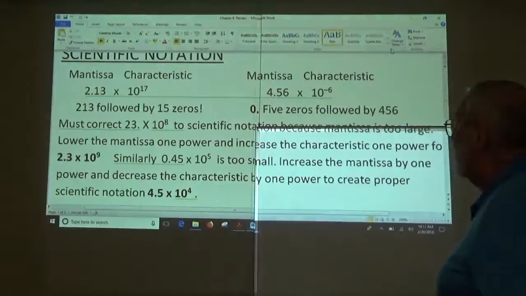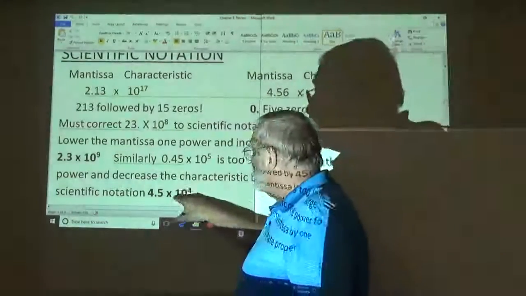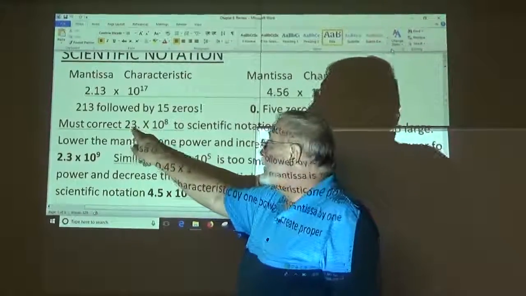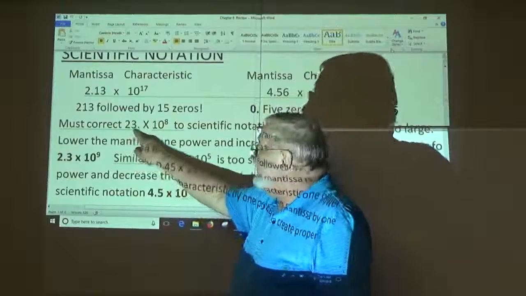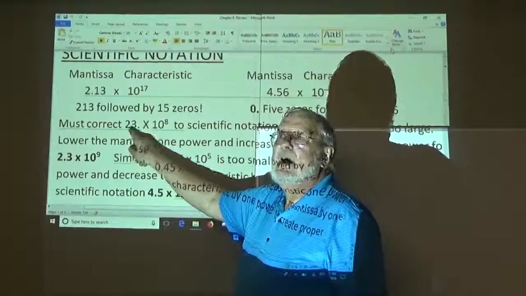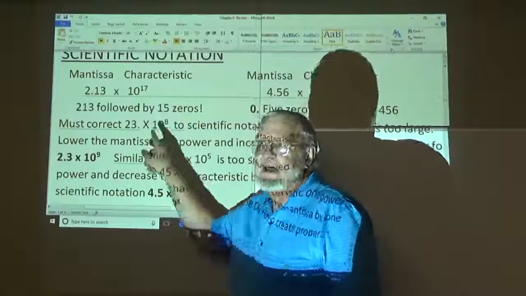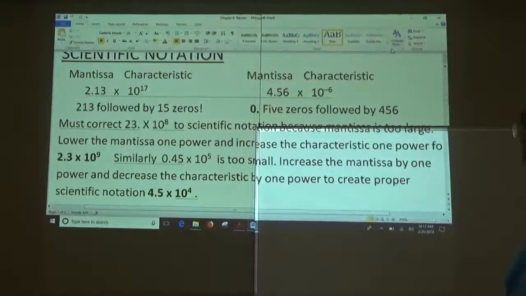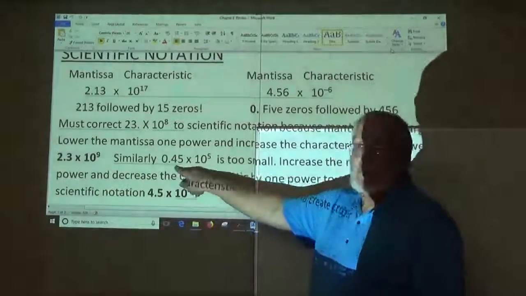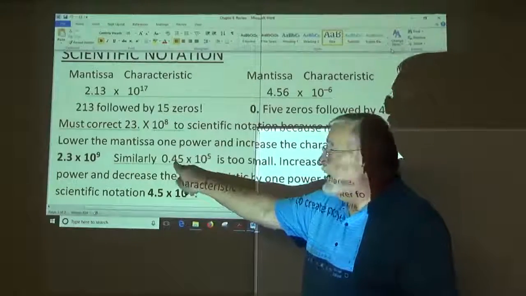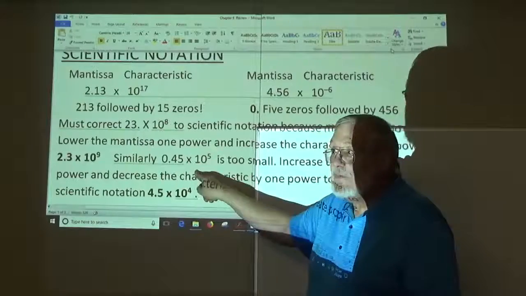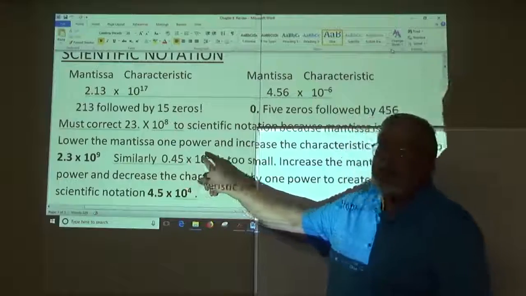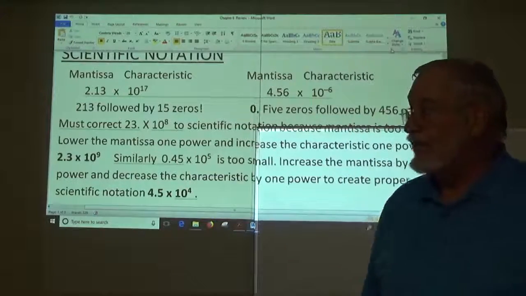Now, if you multiply and you end up with this, this is too large. So if I reduce this by 1 power, I have to increase that by 1 power. So it becomes 2.3 times 10 to the 9th. This one is too small. So if I increase this by 1, I have to decrease this by 1 so that it stays the same. And so this will become 4.5 times 10 to the 4th.